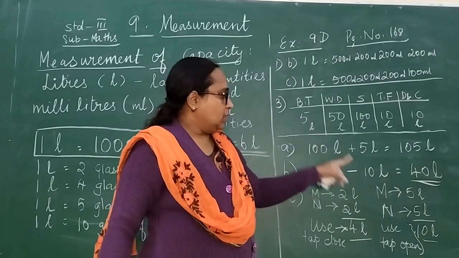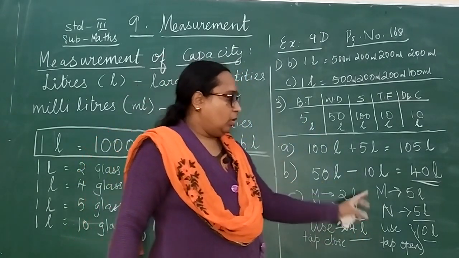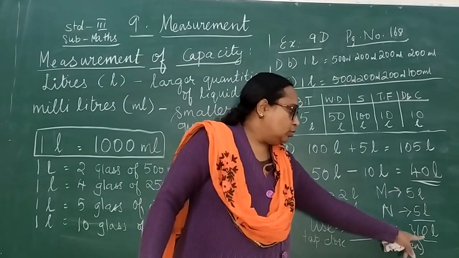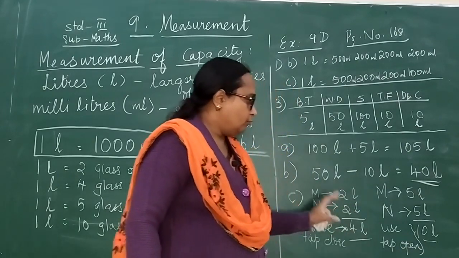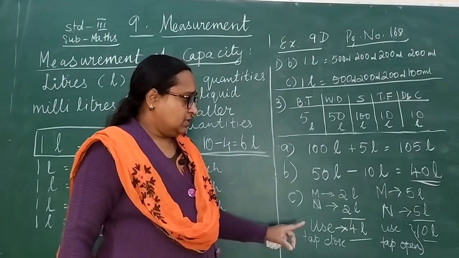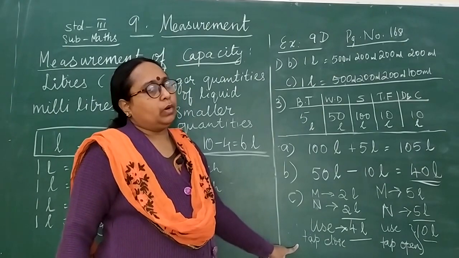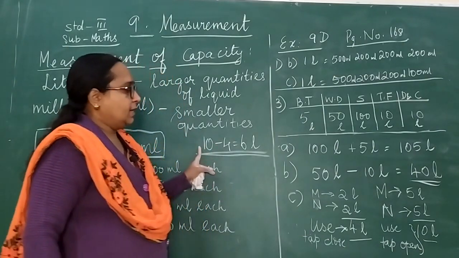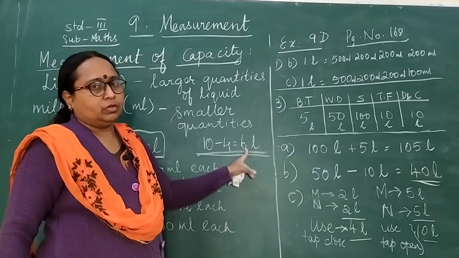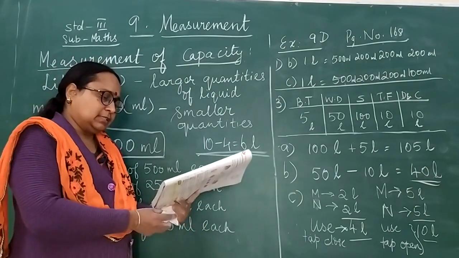Here the same thing, you just keep the water running, the tap is open, the water is running. So you use morning 5 liter, night 5 liter. So you use 10 liter of water to brush your teeth. Now the question is, how much water will you save if you keep the tap closed while brushing? So what you will do, 10 minus this 4, you have 6 liter. Okay, so hope you have understood this. If you have any doubt, you can ask me.